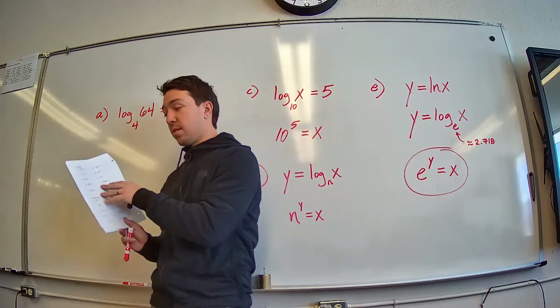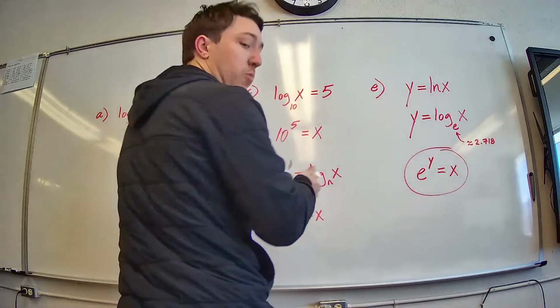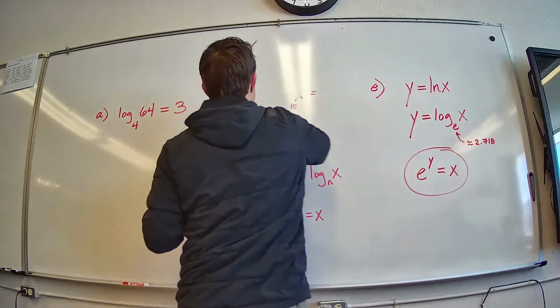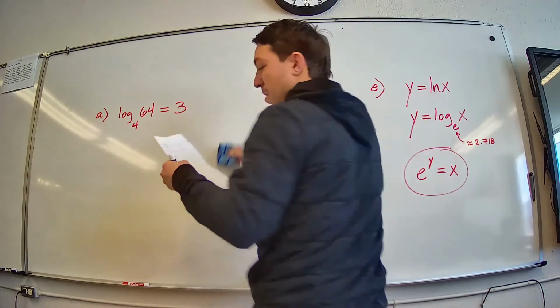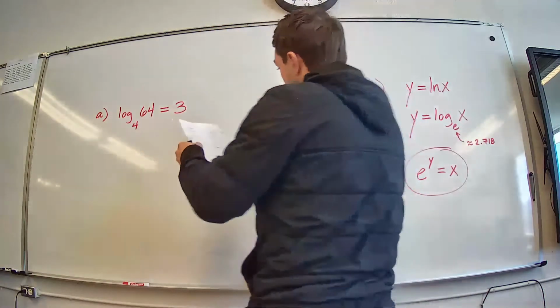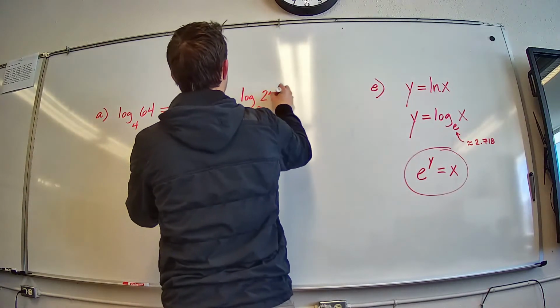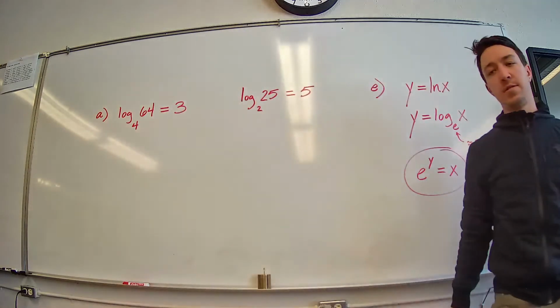5 is just true or false. Are these true? I'll do one example from each. I think they're very straightforward, but we'll do 2 just to make sure there's no confusion. 6, 8, 7. True or false? Log base 2 of 25 would be 5. True or false?